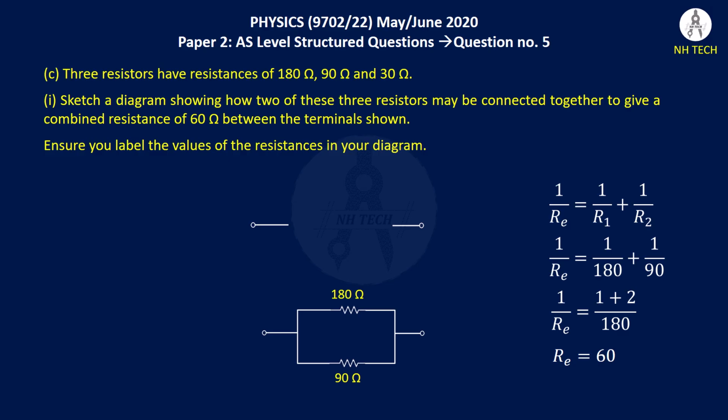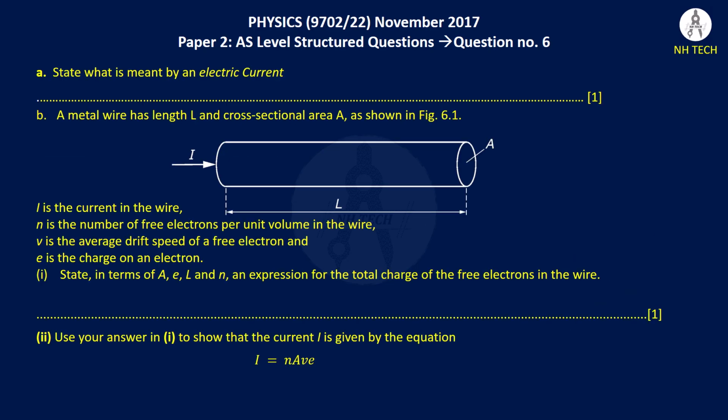The next question we're going to solve is from the November 2017 exam, Paper 2, Question 5. Part A. State what is meant by an electric current. Electric current is the flow of charge carriers. Part B is a similar question we have already solved in theory, so move to the next part.